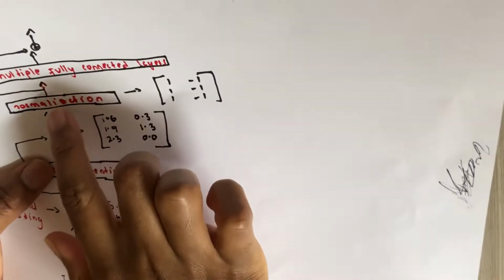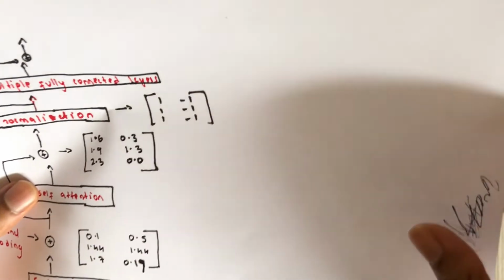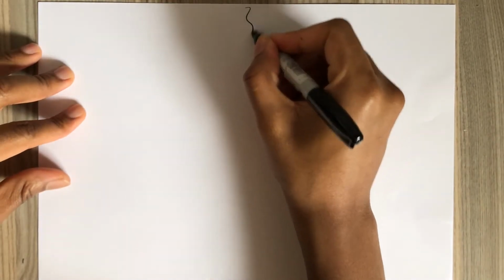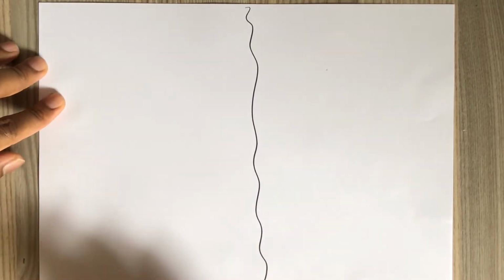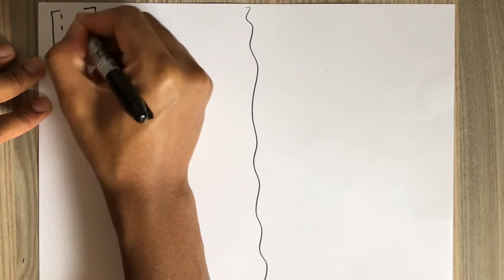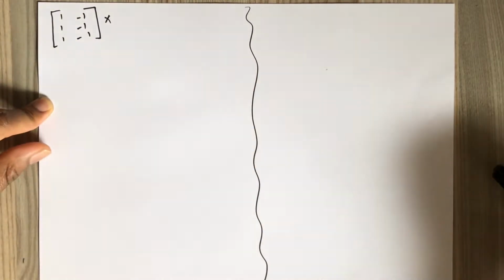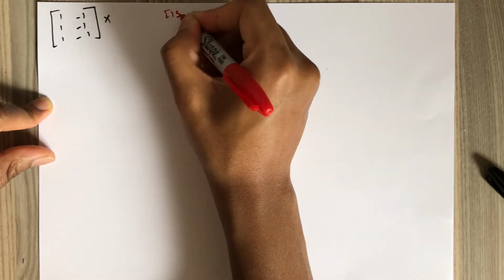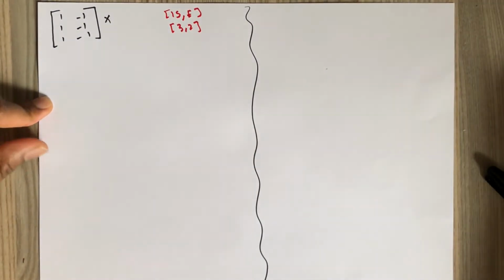Hello everyone. So in the last video we have seen the denormalization step and we got this result. Today we will go into the multiple fully connected layers. Okay, so let me divide this. The output of the normalization was this: 1, 1, 1, -1, -1, -1, and let's call it x, which has a dimension of IS by E, or 3 by 2, input size by E, embedding dimension.